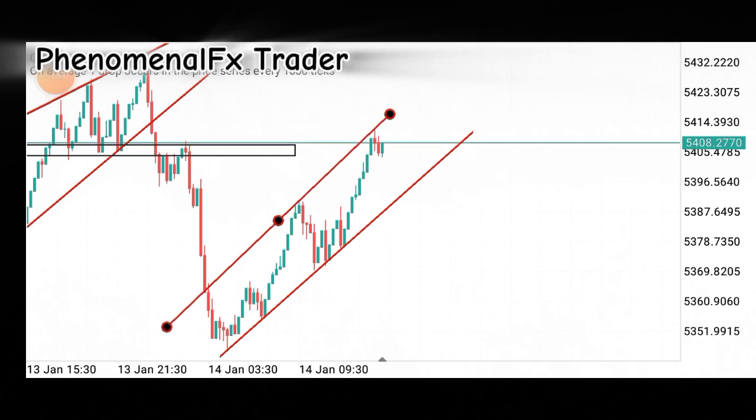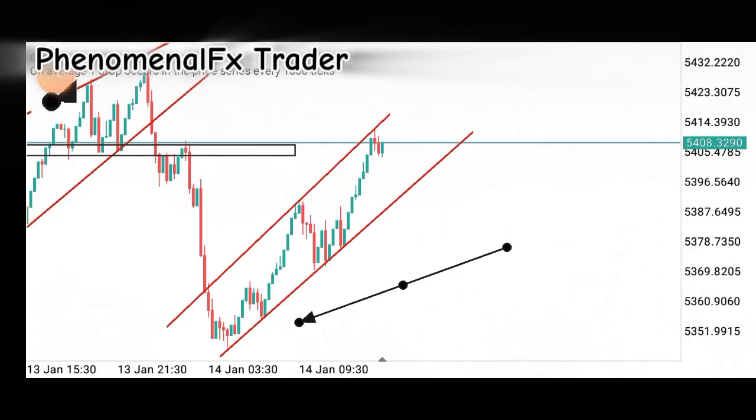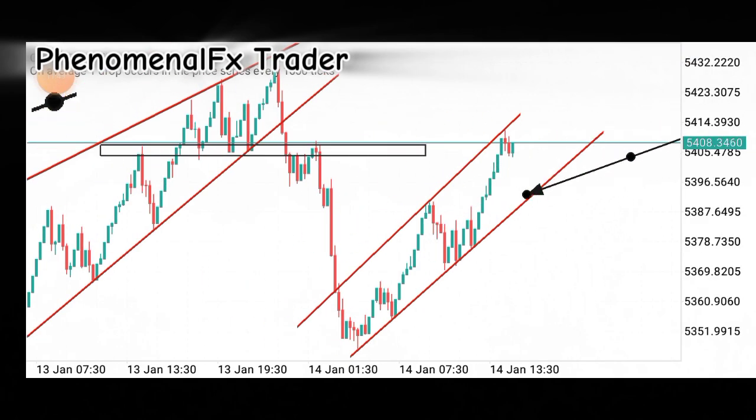Because if it is actually correcting, it may not get to the base of this pattern like what we have on this one right here. If it is selling from here and it is continuing this bearish movement, there is a chance it's going to sell up to this base, then continue to the downside.